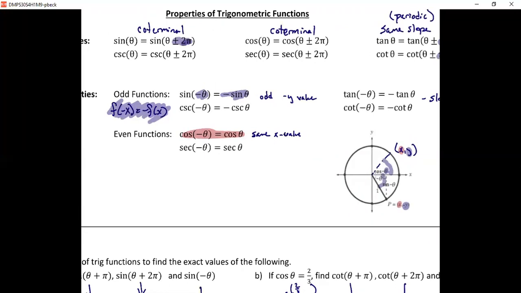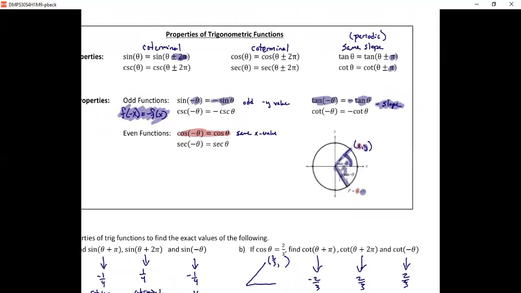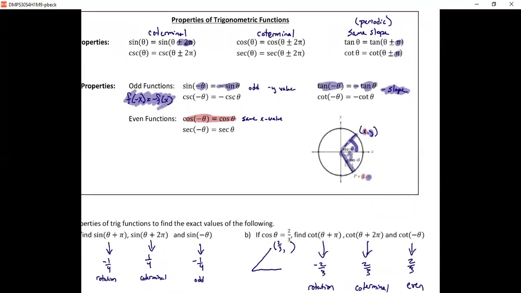And when it comes to tangent, same kind of thing. If we take that angle, we have a certain slope. If we take the negative of the angle, we have the negative of that slope. So because it's the negative of that slope, tangent of negative theta is going to be the negative of the tangent of theta. Hence, it's an odd function. And if sine and tangent are odd, then their reciprocals, cosecant and cotangent, are also odd.